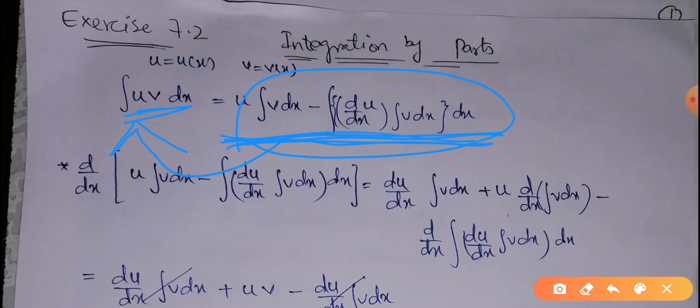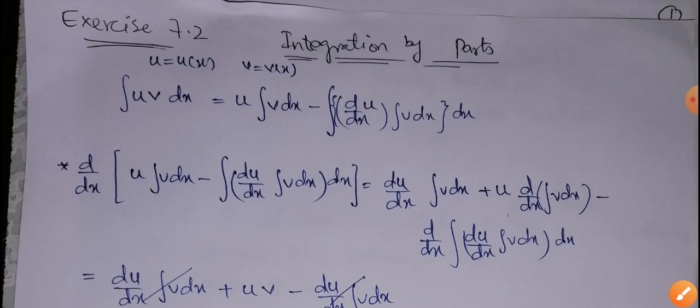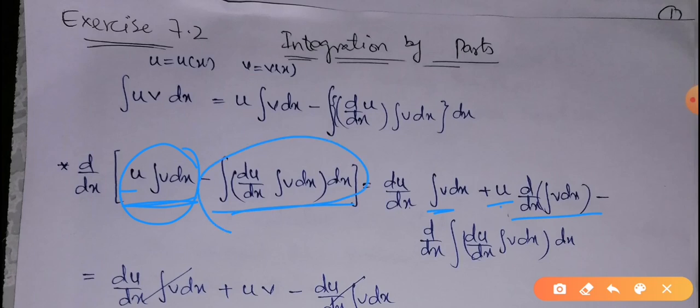So taking the derivative of this expression, I'm going to apply the product rule over here, and then take the derivative of the other expression. Applying the product rule: derivative of the first function, second function as it is, plus first function as it is, derivative of the second function, minus the derivative of this expression. As we know that derivative and integration are inverses, their effect will cancel out. So this d by dx will cancel out this integral, and this d by dx will cancel out this integral.